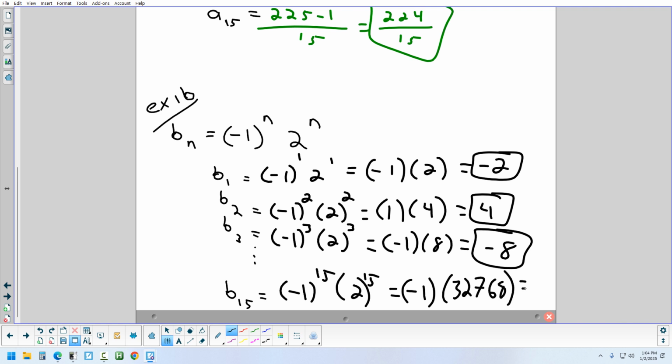It's small. And what do you get when you multiply that together? Negative 32,768. So that's another example of just finding the first 3 terms and then skipping to any term they want to know. Any questions on that?